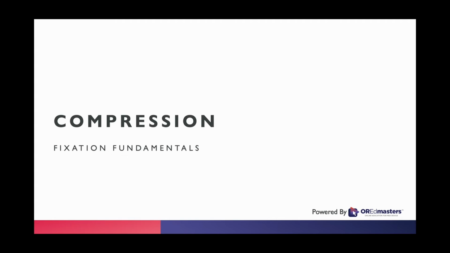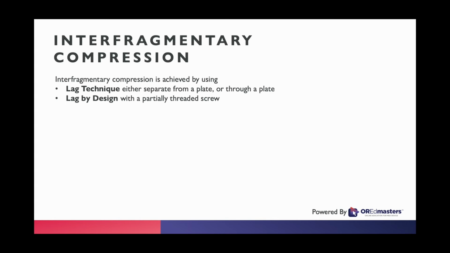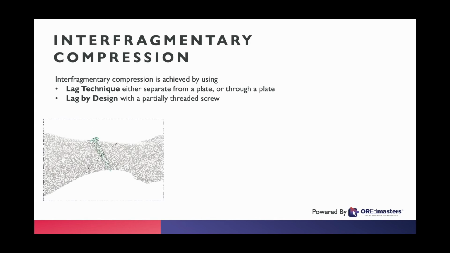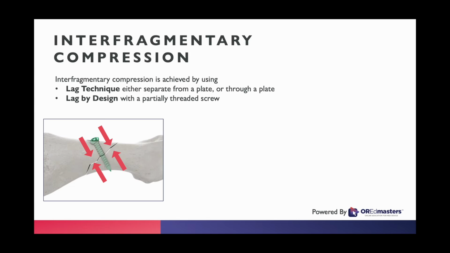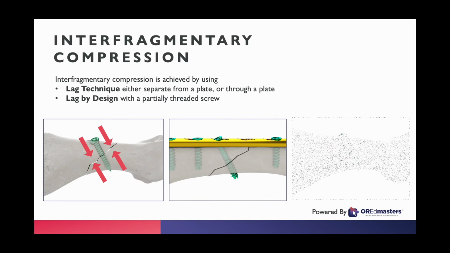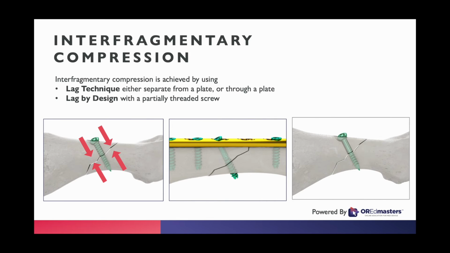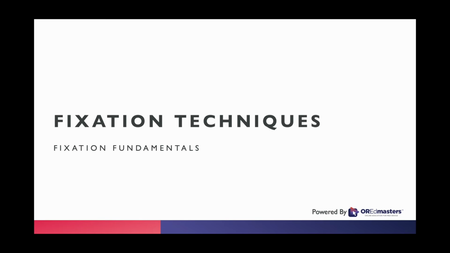Next, we will review compression. Interfragmentary compression is achieved by using a lag technique. This is done by inserting a screw either separate from a plate or through a plate hole. Interfragmentary compression can also be achieved by using lag by design with a partially threaded screw. And lastly, we will review fixation techniques.